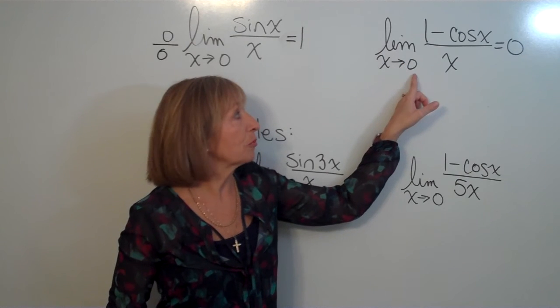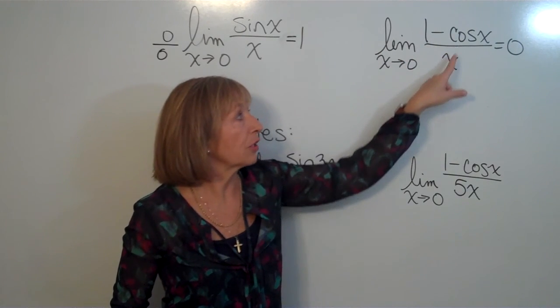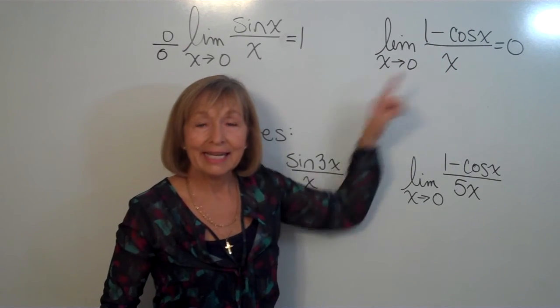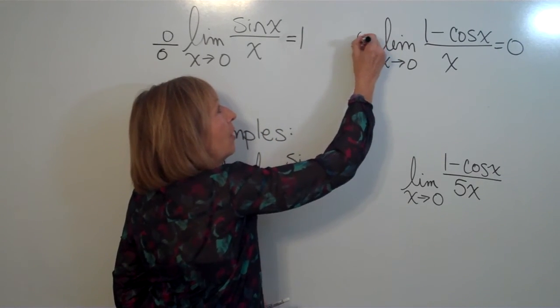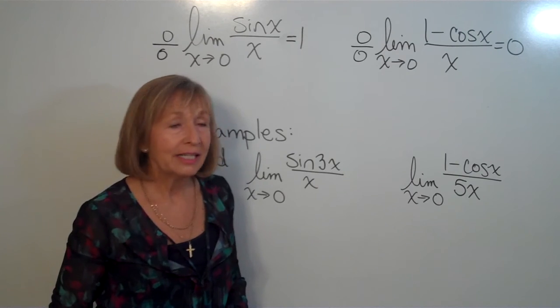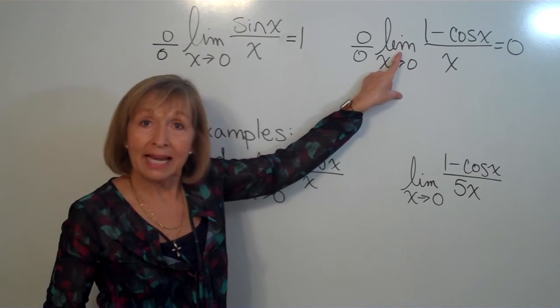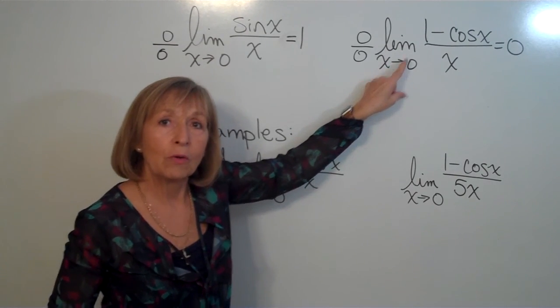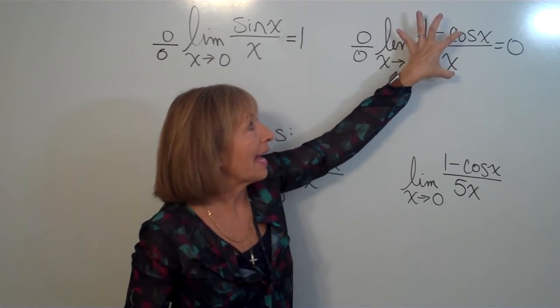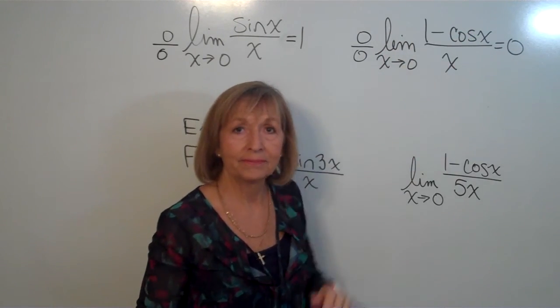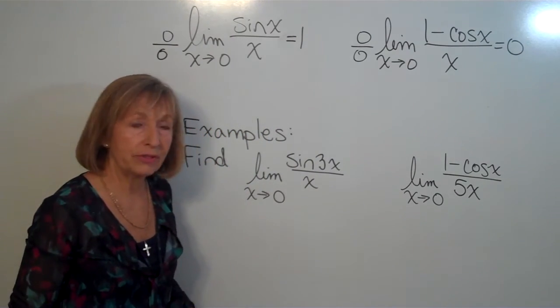Also, the limit as x approaches 0 of 1 minus cosine x over x. It's another one that will give us a 0 in the denominator and also a 0 in the numerator. So when you identify the limit as x approaches 0 of 1 minus cosine x divided by x, know that that limit is 0. And here are some examples.